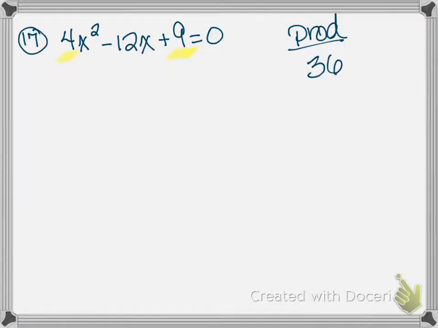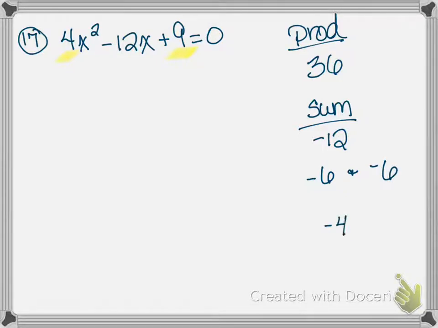Our product is 36, and my sum is going to be negative 12. Now, our product is positive, so that means our two numbers have to both be positives or both be negatives. Since our sum is negative, they're both going to be negative. So we're looking at two numbers that multiplied together give us positive 36 and added together give us negative 12. And those two numbers are negative 6 and negative 6.